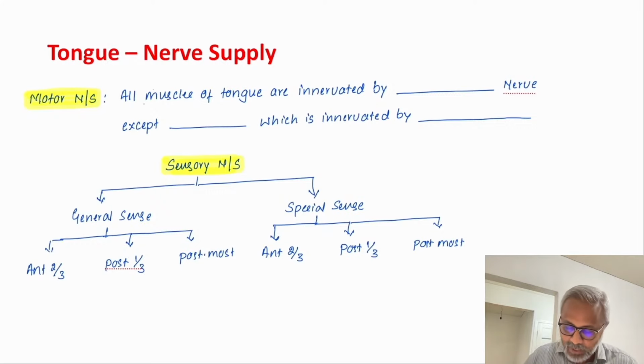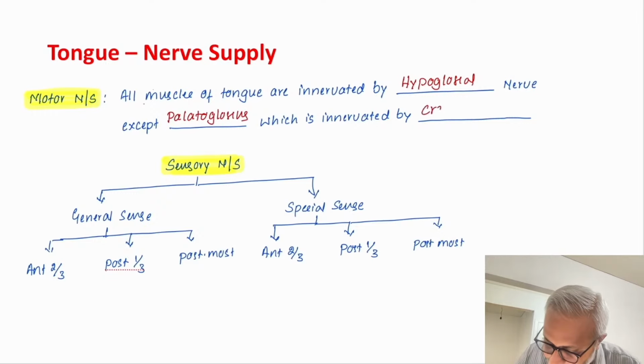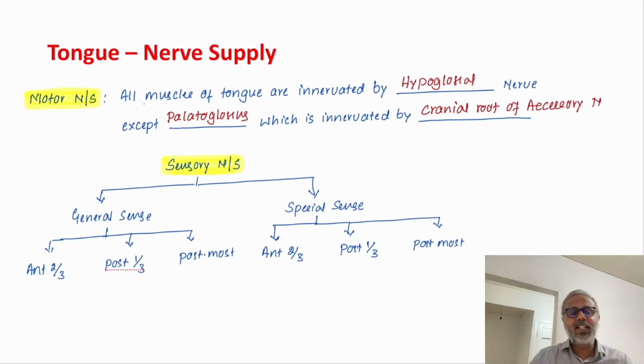The motor nerve supply of the tongue, we need to write one single sentence. All muscles of the tongue are innervated by which cranial nerve? The hypoglossal nerve, except a muscle called palatoglossus, which is innervated by the cranial root of the accessory nerve. In one single sentence, this is how we describe the motor nerve supply. Whenever nerve supply is asked, we often forget to mention the motor innervation. Please ensure that the motor innervation is written properly.